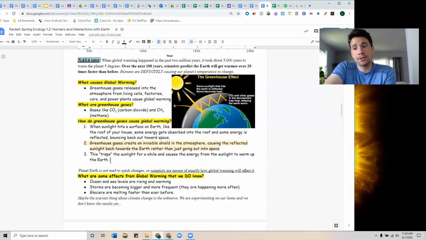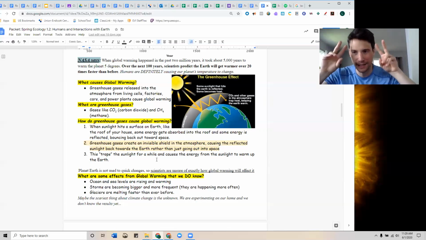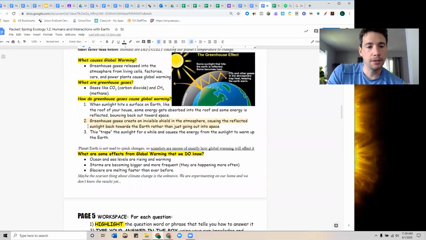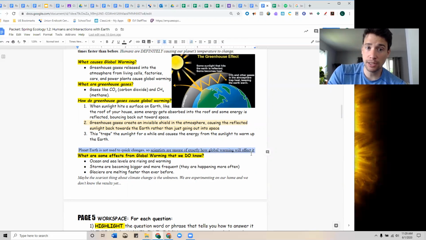And a greenhouse stays warm because of the greenhouse effect. Those windows, they act just like the carbon dioxide invisible layer acts. It's sort of the same thing. That's why they call it the greenhouse effect. All right, so planet Earth is not used to those quick changes. I told you that.